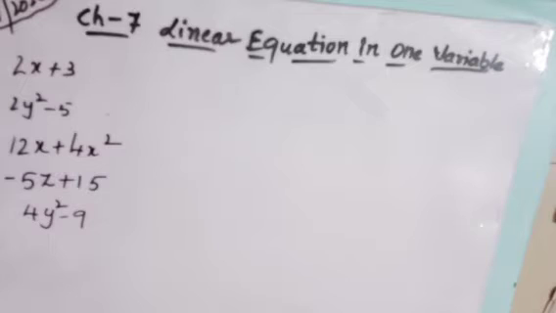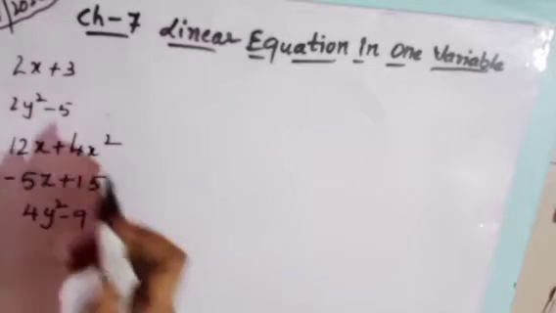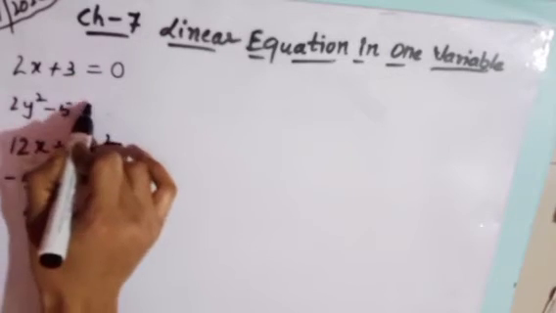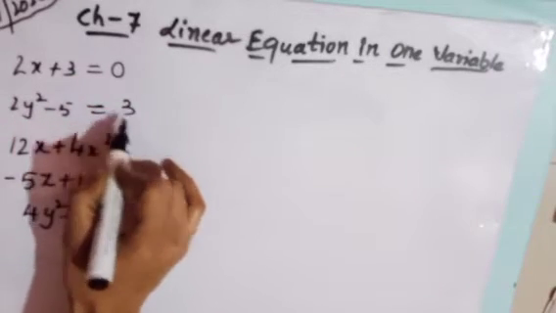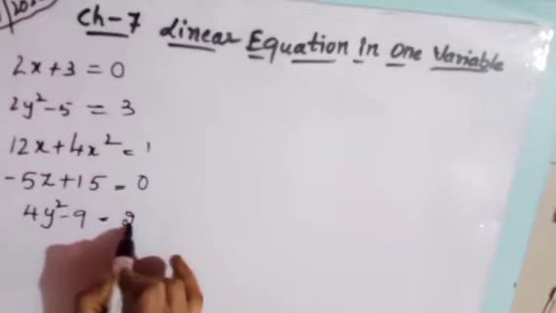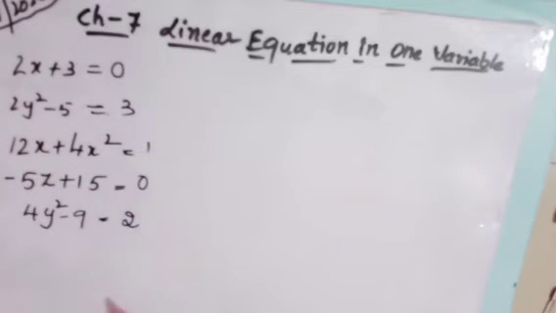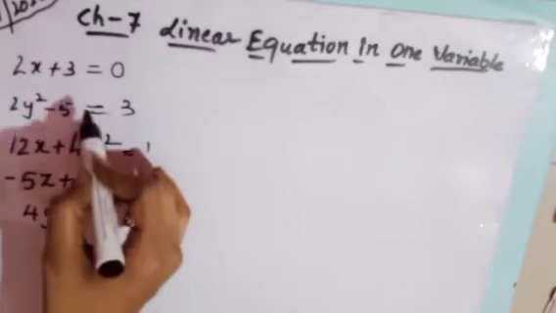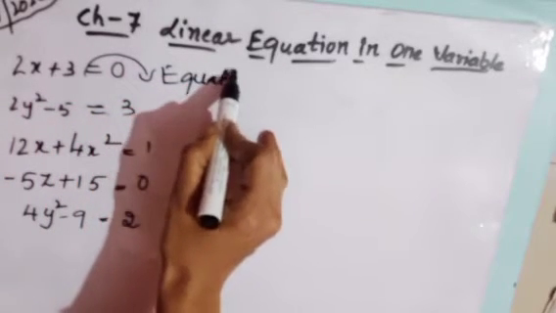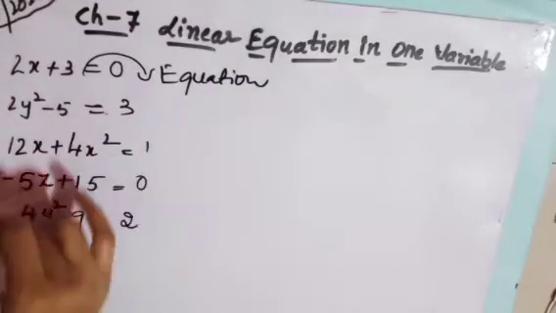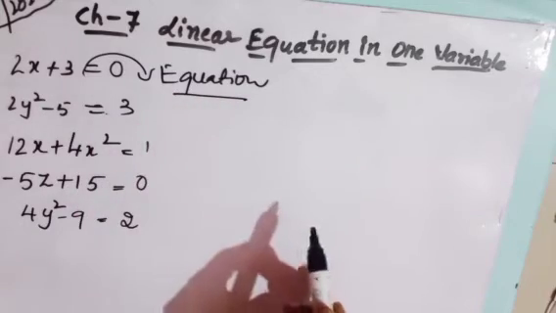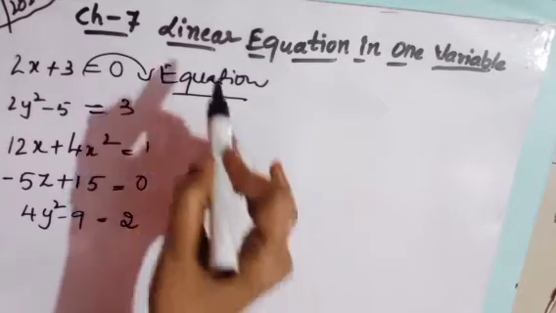For this algebraic expression, if I write the equality sign, for example equal to 0, equal to 3, equal to 1, equal to 0 or equal to 2. For all these algebraic expressions, if I write the equality sign, it is called an equation. Understood, children? Now let us know about the linear equation.